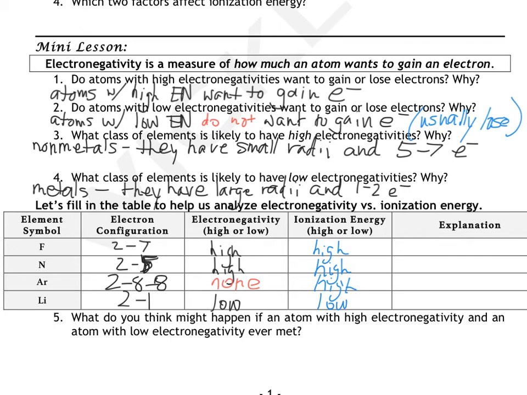So basically, to take away here, low ionization energy means that you want to lose electrons. High ionization energy means you don't want to lose electrons. And similarly, high electronegativity means that you want to gain electrons, whereas low electronegativity means you do not want to gain electrons.